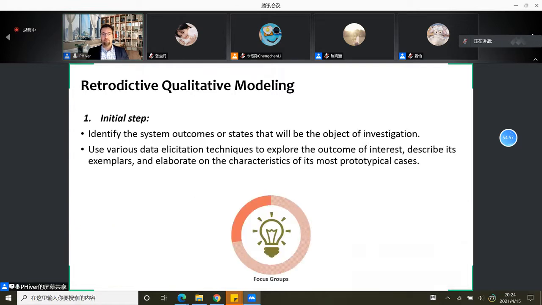So remember, the initial step is to identify system outcomes that we'll investigate. And with the methods, the idea here is to cast as wide a net as possible. We want to know what's out there. And I did this in my study with focus groups. I sampled focus groups with language teachers and teacher educators as widely as possible, and it resulted in lots of data that I coded to explore this outcome of teaching effectiveness and professional stability. So I described these examples and I elaborated on the typical cases.